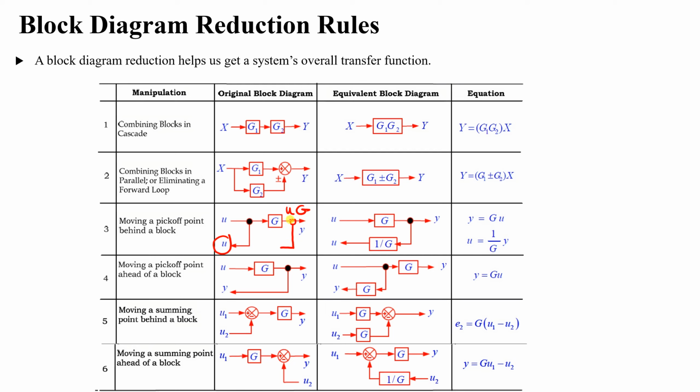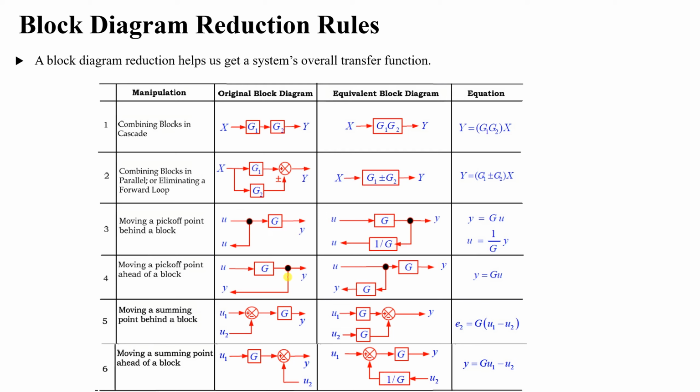So all I have to do is that this point has UG, so I'm going to divide it by G. So it will be here like this, 1 over G. It will give us U, so 1 over G multiplied by UG gives us U. That is what we did here. In order to move this point from here to here, we have to divide by this additional gain.